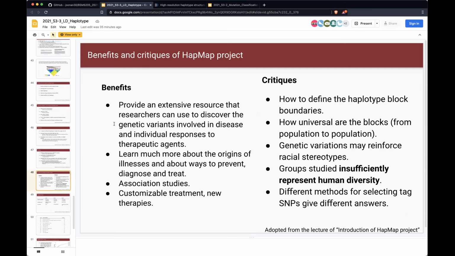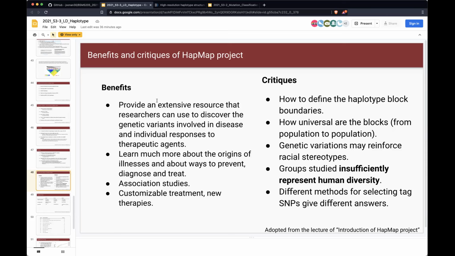Okay, so what are the pros and cons of the HapMap project? First, the benefits. We have good research on LD information, and people now know the experimental design, how we look at multiple populations using genomic information. And people also got some ideas of how to implement this information in association studies. So this is one of the advantages we learned from the HapMap project.